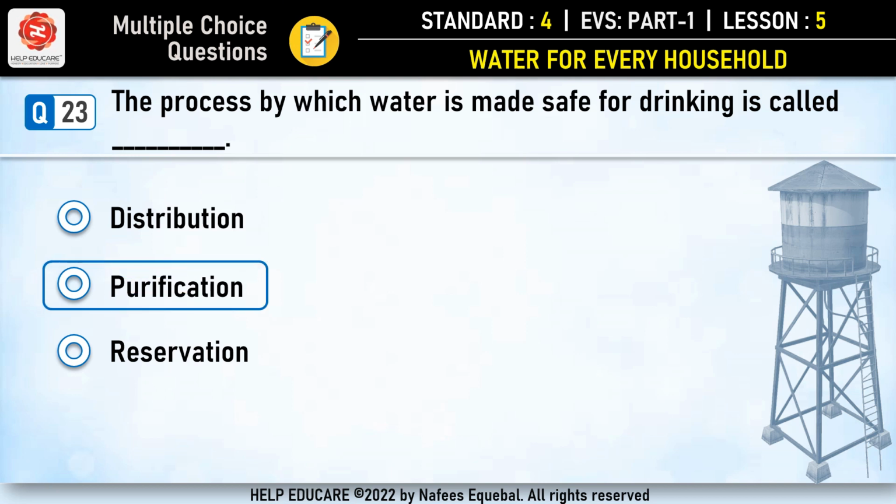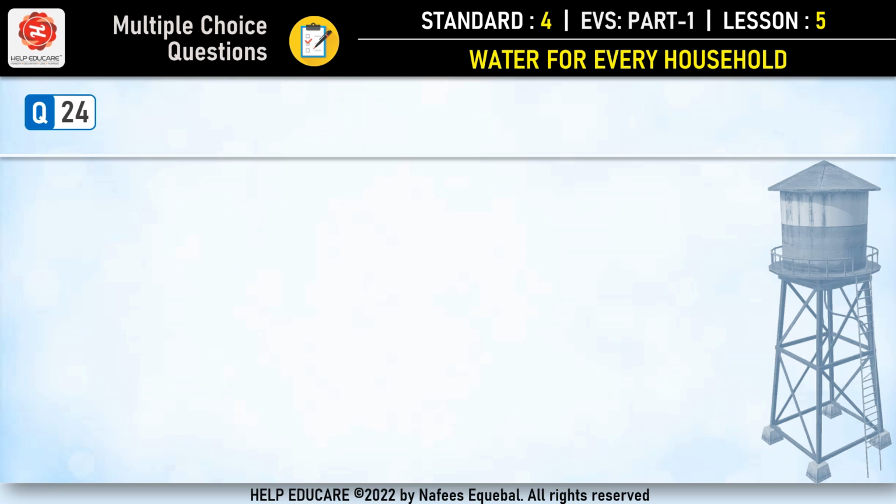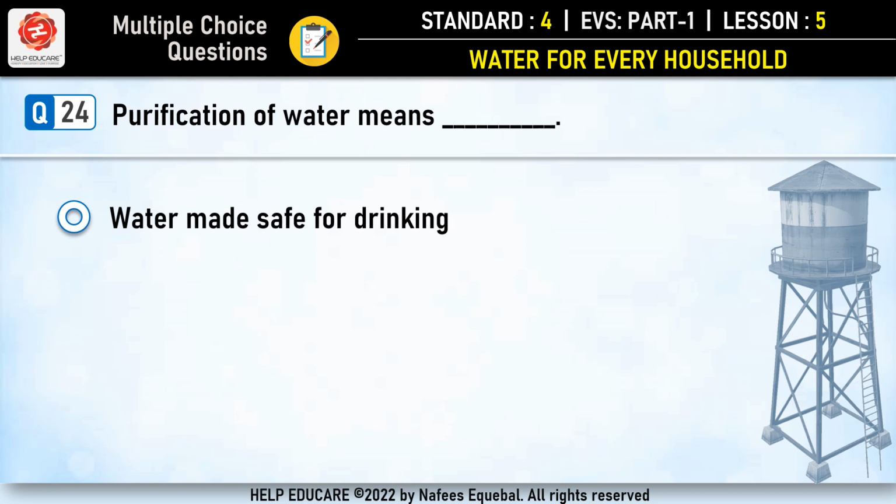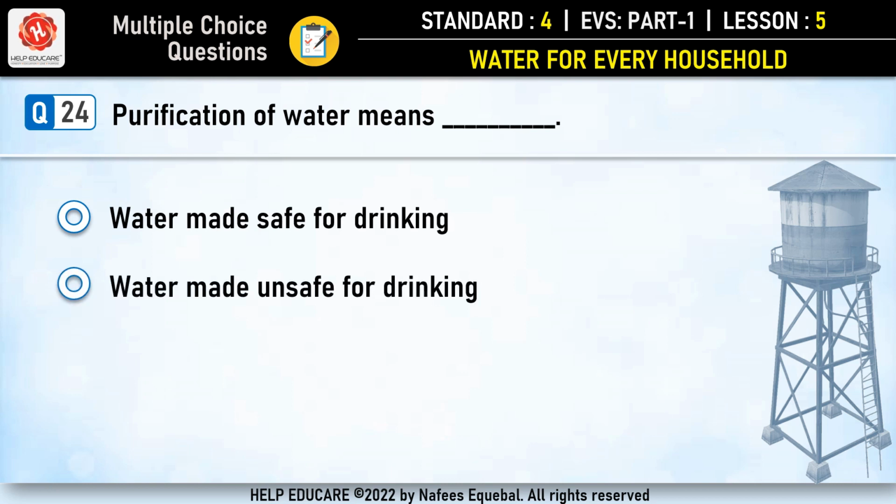Correct answer is purification. Question number 24. Purification of water means dash. First option, water made safe for drinking. Second option, water made unsafe for drinking.